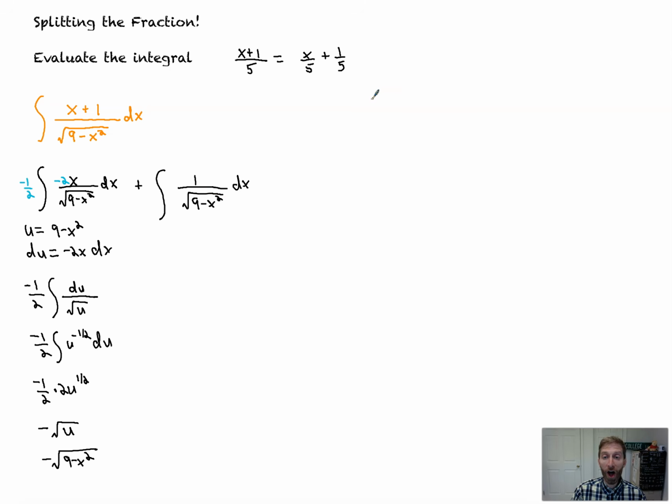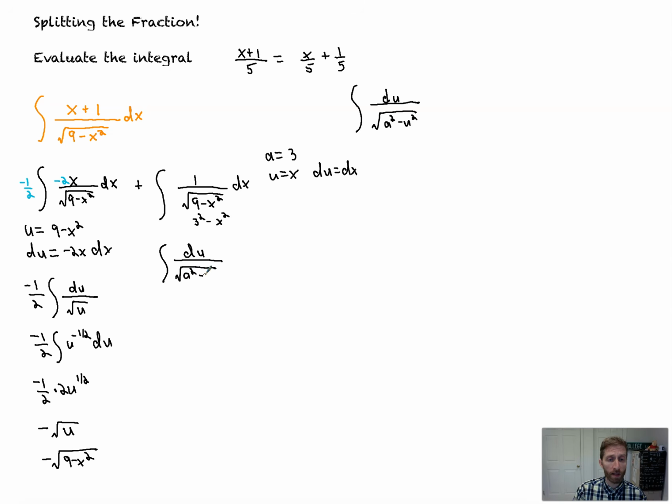So the integral of that, you've got to go back to chapter 5 if you forget this, but this is arcsine. Arcsine's integral comes from this general template of du over the square root of a squared minus u squared. Now in this case, a is equal to 3 because you've got 3 squared minus x squared. u is equal to x, and therefore du is equal to dx, so we can make it into this exact template. So I've got the integral of dx being du, all over the square root of a squared minus u squared.